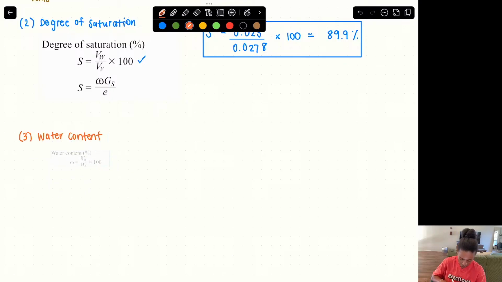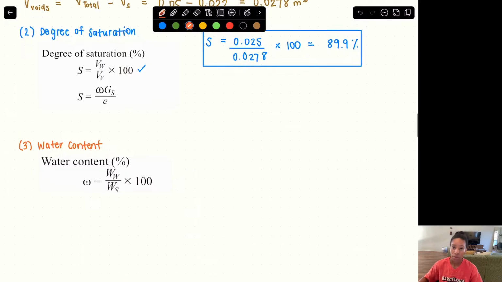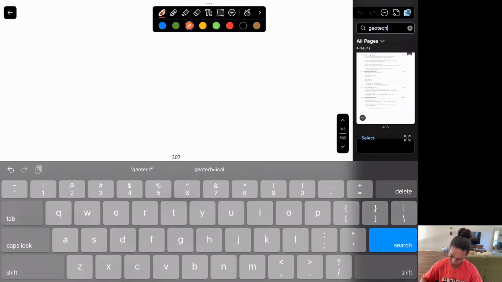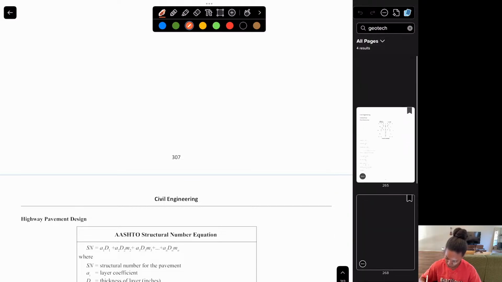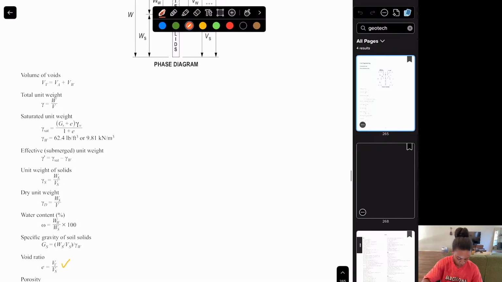That formula was given in the reference manual as follows. So the water content is going to be the weight of the water divided by the weight of the solids times 100. All right, so sorry, let me see if there was another equation there. Geotech. Okay. Water content, yes. So, yep, weight over weight.